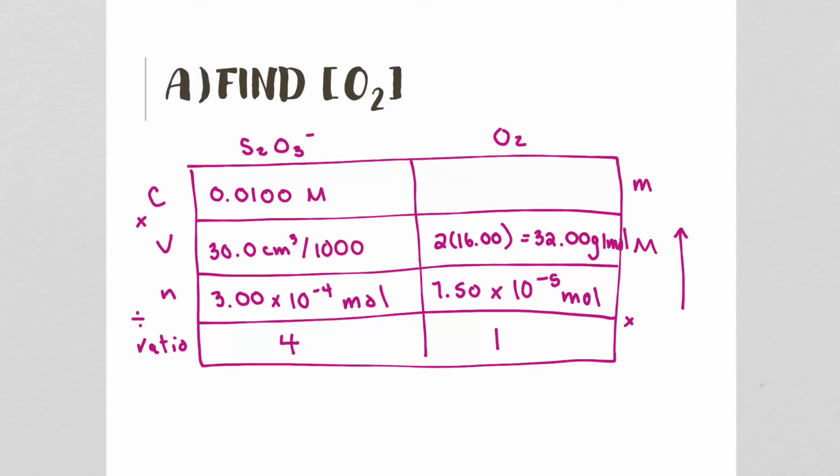But in this case, we are converting to milligrams. So we'll do our calculation, 7.5 times 10 to the negative 5 times 32. But then we're going to times by 1,000 to get the number of milligrams. So it is 2.40 milligrams.